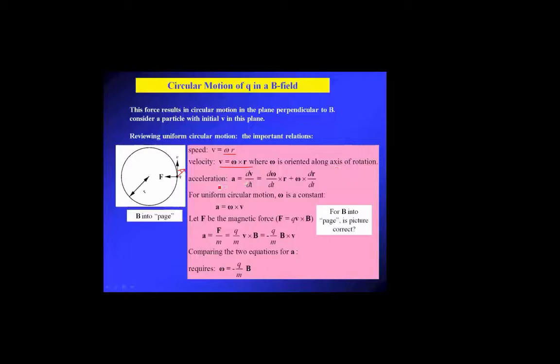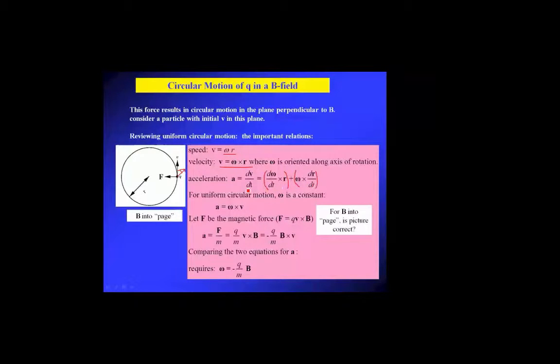And to find the acceleration, we just take the derivative of the velocity with respect to time. Since this is a vector product of these two quantities, we have to use the product rule. So the acceleration then is the derivative of omega cross r, and then omega cross the derivative of r.